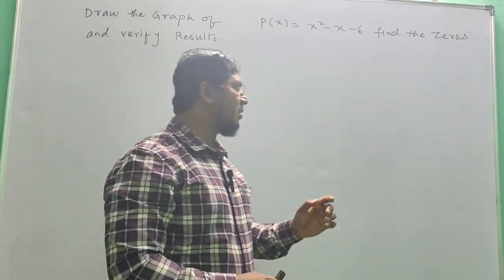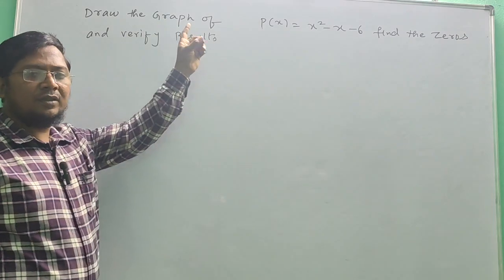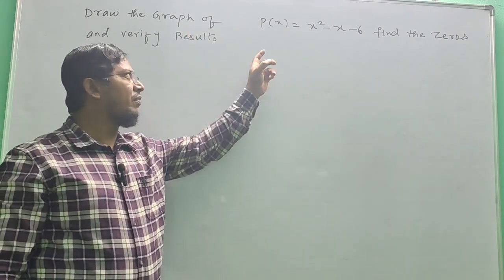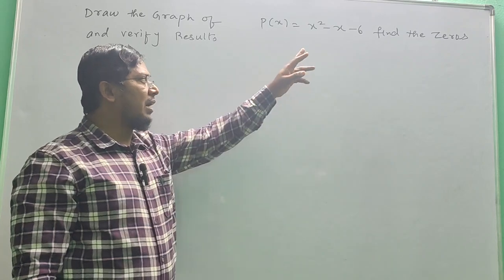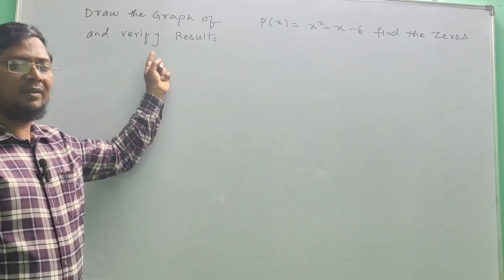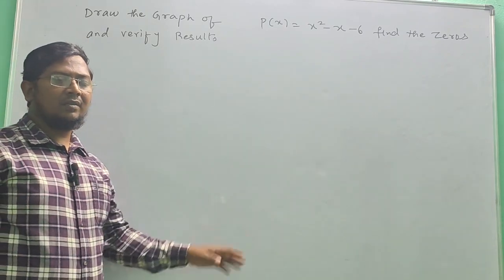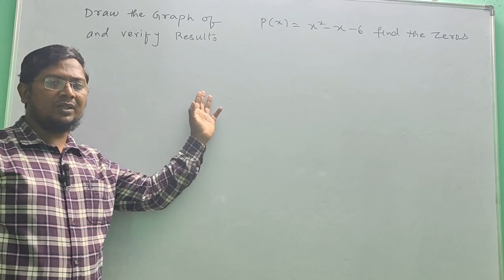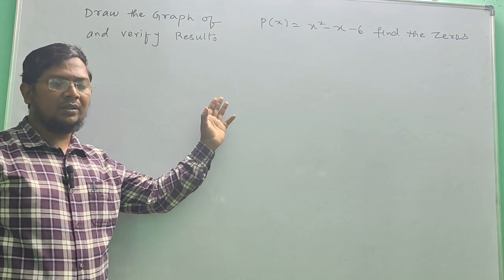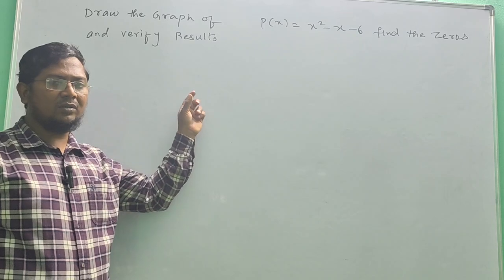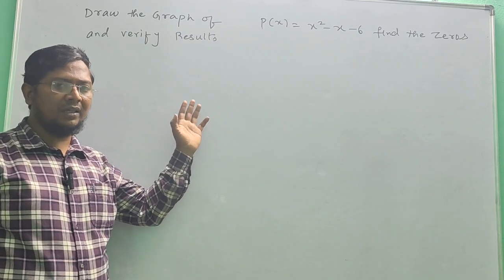Today our question is, draw the graph of the quadratic polynomial p of x is equal to x square minus x minus 6. Find the zeros and verify the result. This is one of the most important questions for class 10 SSC as well as CBSE students. How to find the zeros, how to draw the graph, and how to verify the result.